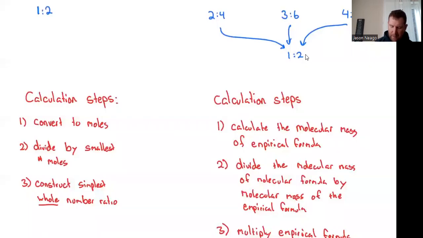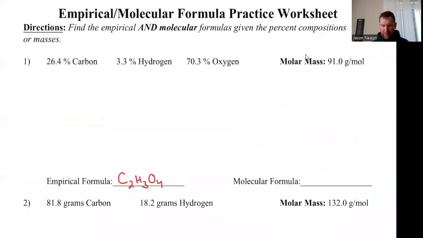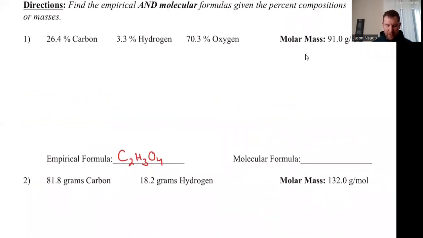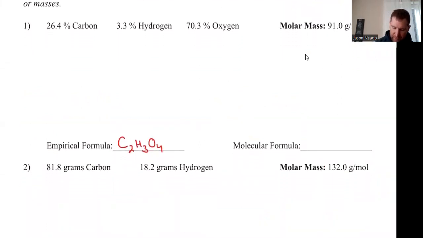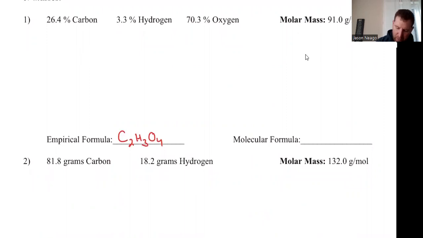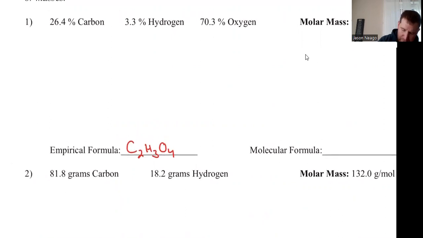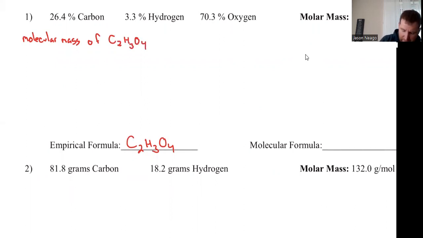Okay, so in our last video, we calculated the empirical formula for question number 1. So now we're going to calculate the molecular formulas. So the empirical formula is C2H3O4. So for step number 1, what I need to do is calculate the molecular mass of C2H3O4.